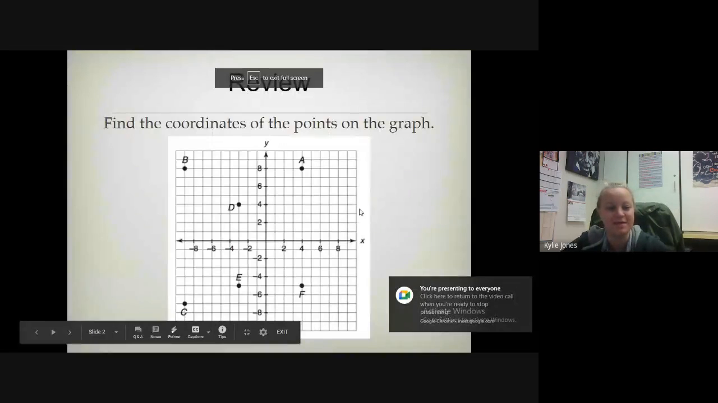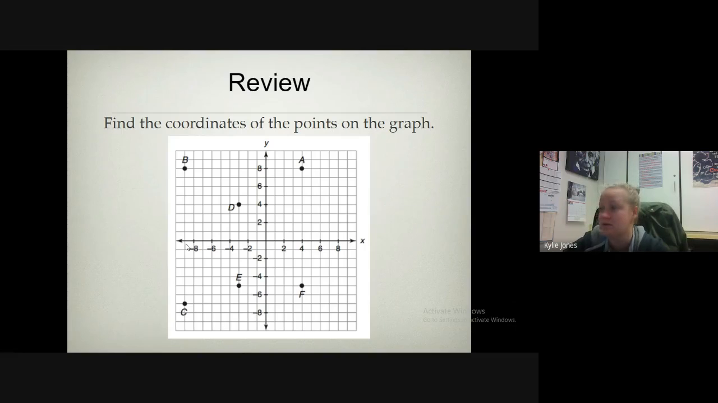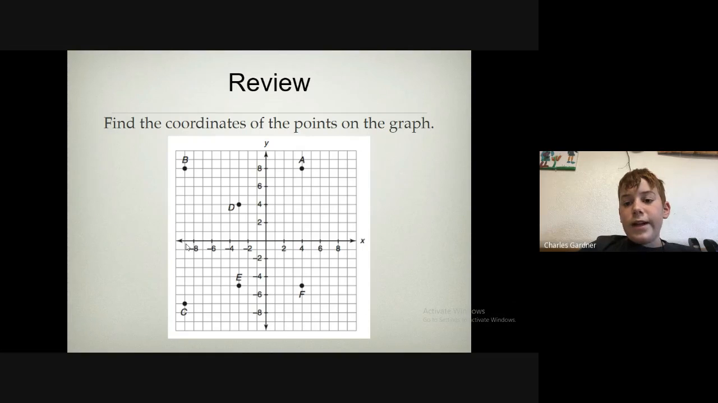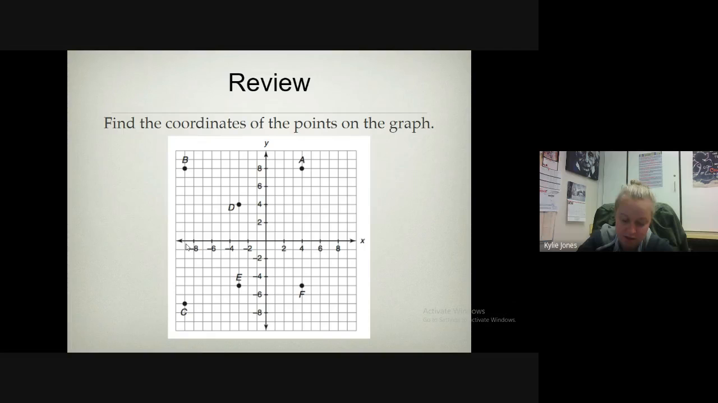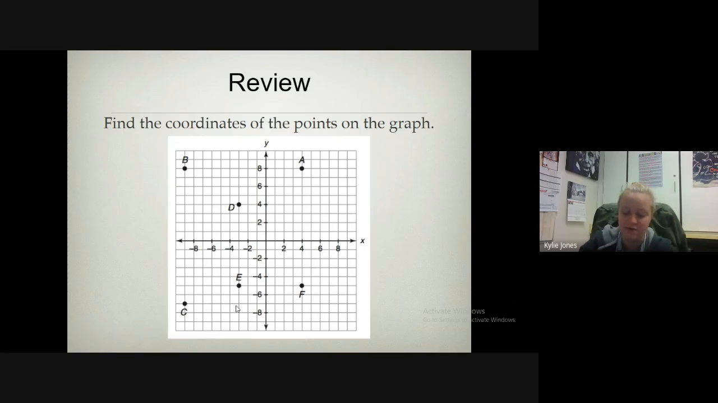Our next one, point C. Where is it? Down here on the bottom. We have point C down here. What would that be? How many to the left do we go? Our horizontal distance first. -9, -7. Good. It's negative 9. And then we're moving down 1, 2, 3, 4, 5, 6, 7, which means it's a negative 7.